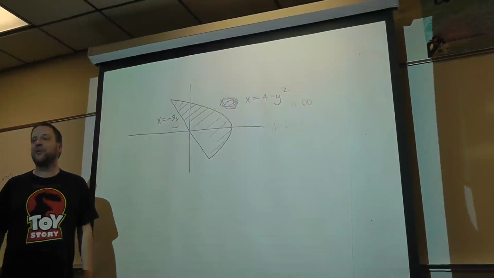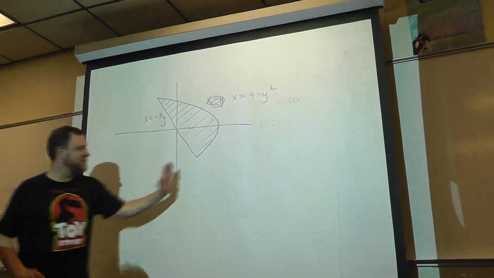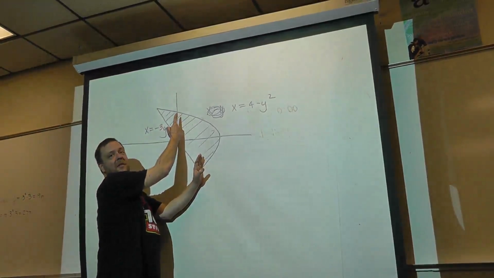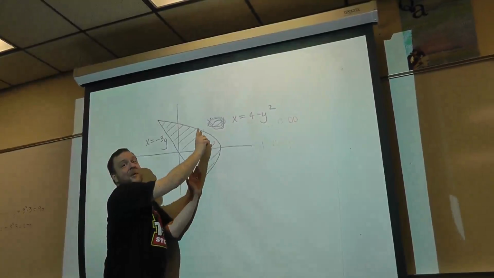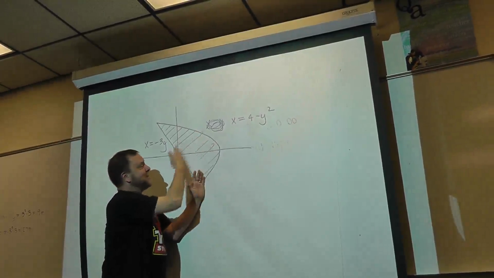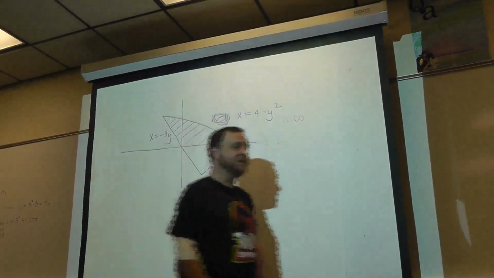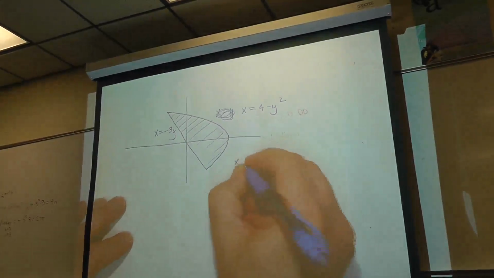Why is it not practical to do y first? Because it changes right here. You enter at the line, you exit at the sideways parabola there, but then here it's funky. You enter at the sideways parabola and you exit on the other half of the sideways parabola. So you'd actually have to commit to two different double integrals if you went the y direction first. So yes, x is the best direction to do first.